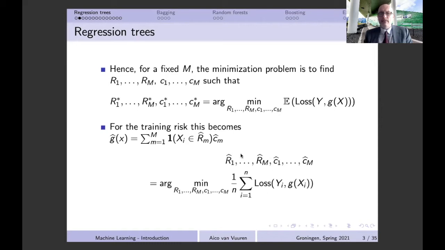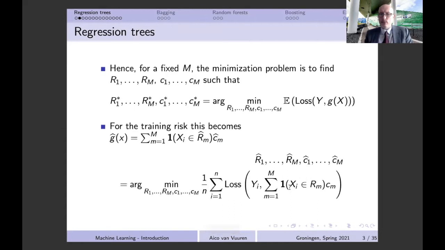Well, at least theoretically, what we would like to have is an R1 hat up to an RM hat and a C1 hat till CM hat that is going to minimize this thing that we have over here. Can we do that? I will say much more about this later on, but the first thing that we need to do is to substitute in our G function that we had at the previous slide. And then what we have to do next is determine the loss function. However, we do already know that that depends on the situation in which we are.